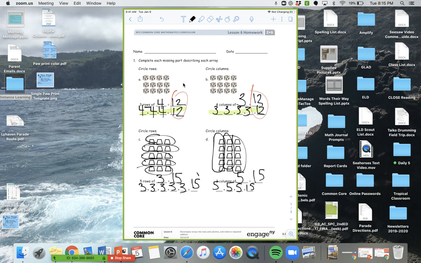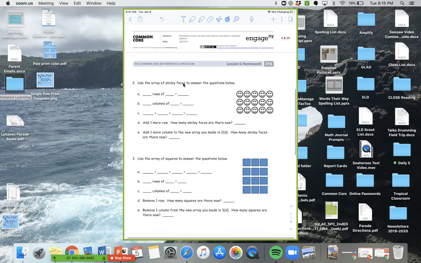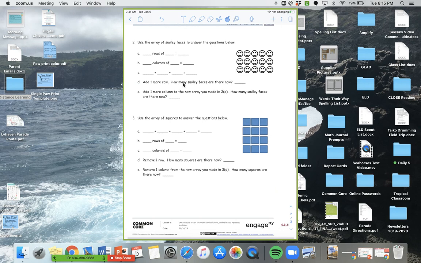Remember, my friends, the products are the same, but the repeated addition equations are different because there's a different amount in the rows than in the columns. But it's the same product because it's the same array. Now, here's the part where I was showing you in our lesson. So use the array of smiley faces to answer the questions below. So you can decompose the array into groups by circling them. You're just kind of trying to take them apart.